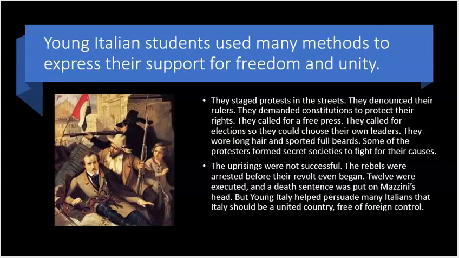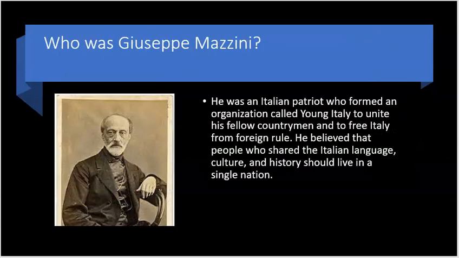The uprisings were not successful. The rebels were arrested before their revolt even began. 12 were executed and a death sentence was put on Mazzini's head. But Young Italy helped persuade many Italians that Italy should be a united country free of foreign control.